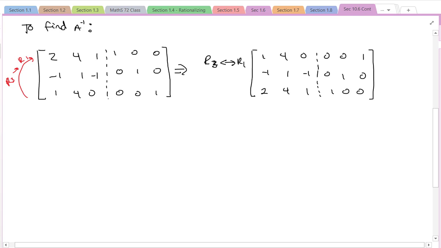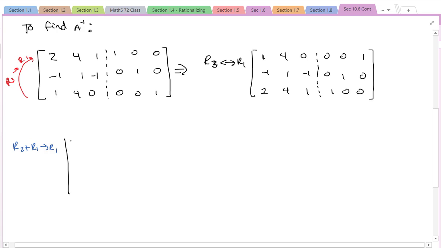So now that we have the 1 where we want it, our next goal is to get zeros underneath it. Every time you get a 1 in the place that you want it, you want to make sure that you get zeros in the other rows of that same column. So here I want to get a 0 in row 2 and in row 3. So how do I do that? Well, that's already a negative 1, so I'm going to add row 1 to row 2.